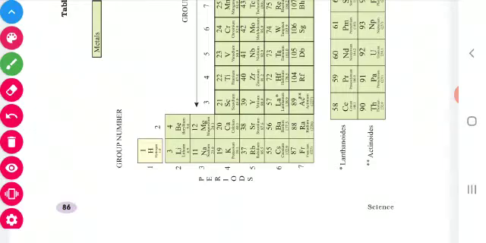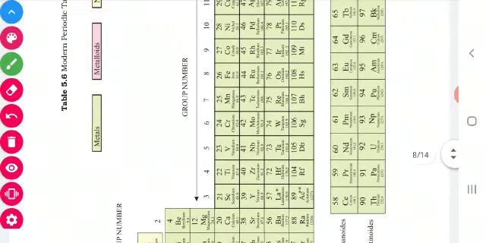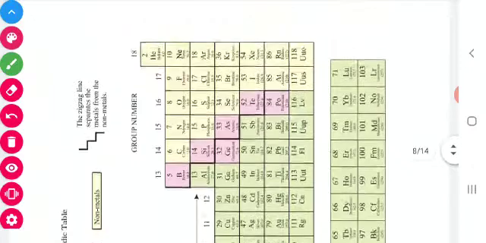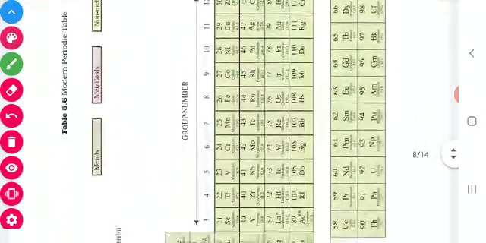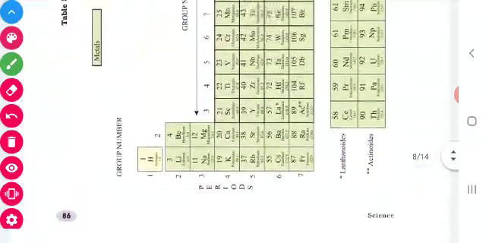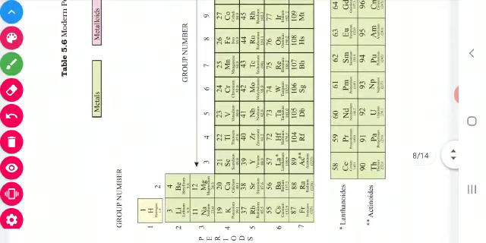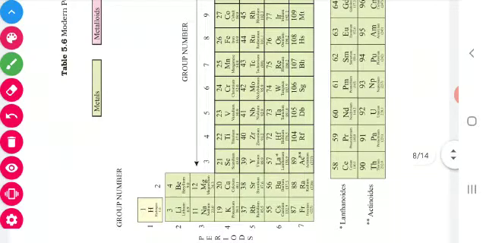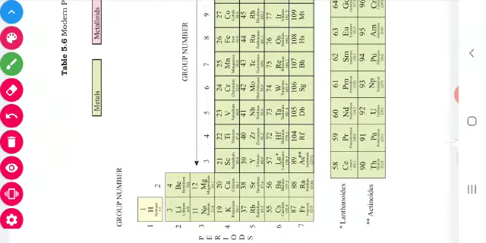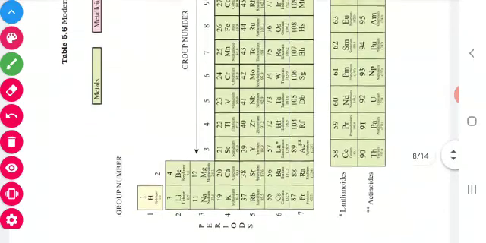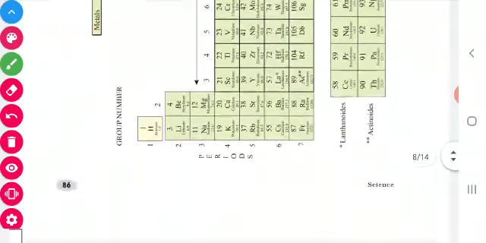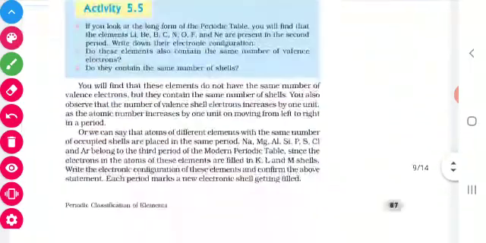Similarly, take the second period. In the second period, there are lithium, beryllium, boron, carbon, nitrogen, oxygen, fluorine and neon. Find out the valency and say how the valency varies in the group or in the period. Children, do it properly. I will be asking the questions in the meet class. If you are not answering properly, impositions will be given. So do it properly and tell the answer properly in the meet class.